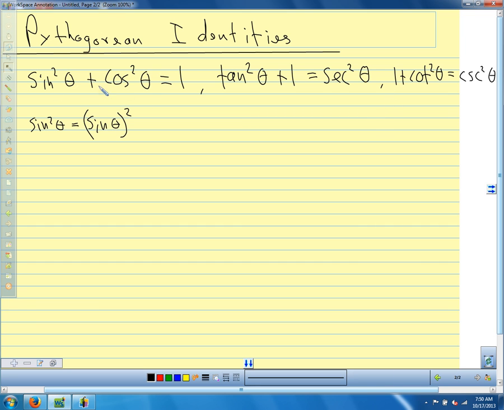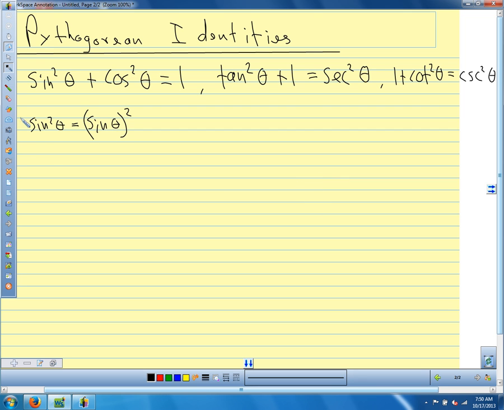This one is the primary one. This one is the one that you will see the most often. And we'll talk about where this one comes from, and I'll show you how to get to these other two from this first one. So if you don't remember any others, remember this first one, and then I'll show you the trick to get to these other two if you forget them.